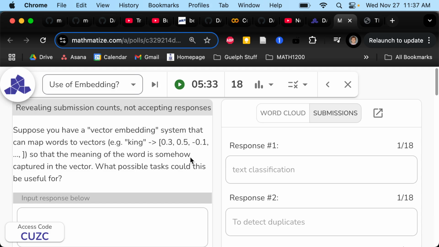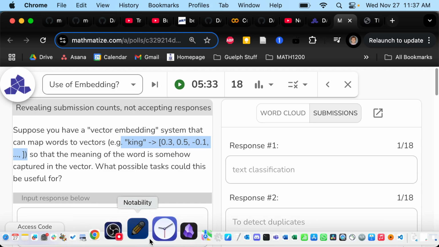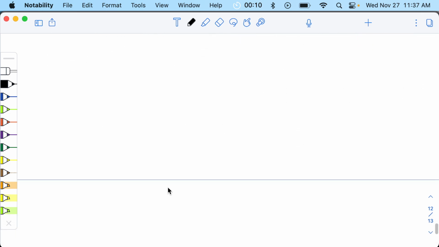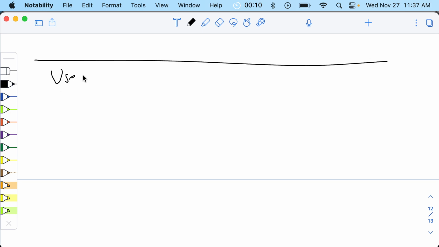So one way is you can look directly at the words, but if you first turn the words into vectors in this meaningful way, then you can apply any algorithm that works on vectors. So for example, you could do logistic regression just on these vectors. Let's write this down. This is a good one. So this is the use of vector embeddings.